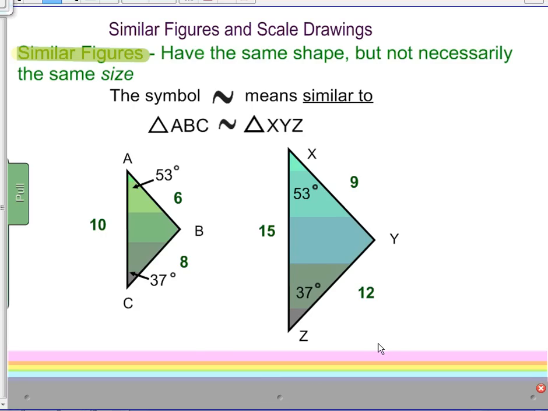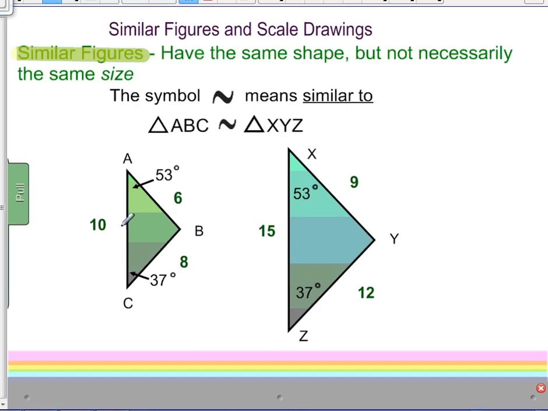Now, how do we know that they are similar? Well, number one, all similar figures have the same angle size, okay? Just like this is 53, this is also 53. Just like this is 37, this also has to equal 37. However, the sides do not have to be the same, they just have to be proportional.